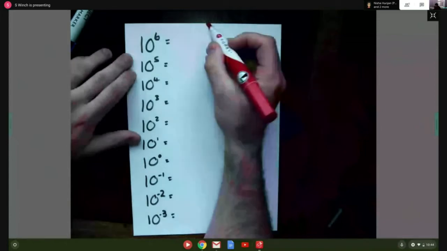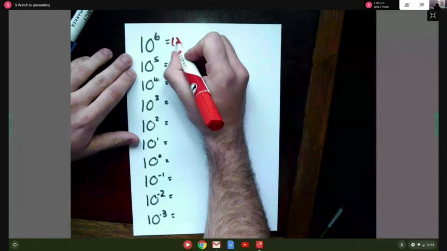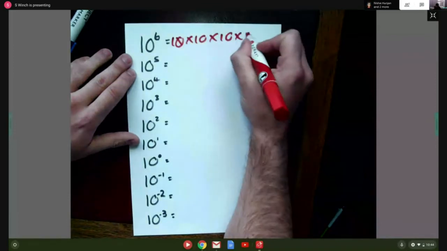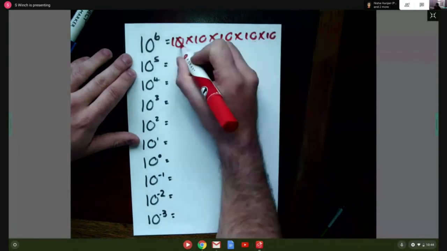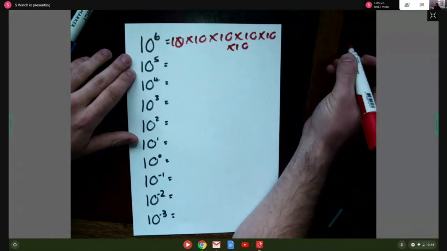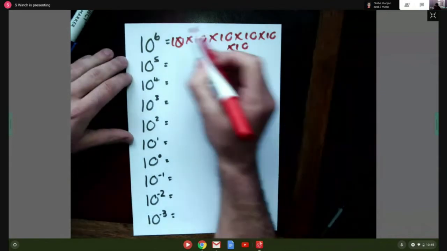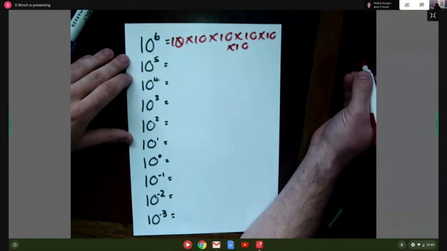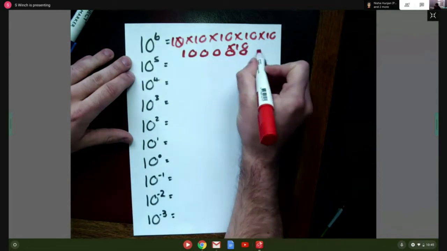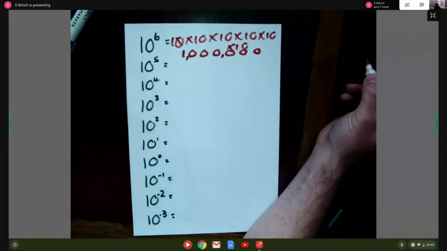10 to the power of 6 simply means 10 times 10 times 10 times 10 times 10 times 10. Now, I say simply, it's quite a lot to write down. So in simple form, if we can write it a little bit easier, how many zeros is 10 to the power of 6? Well, it's just 6 zeros. So we know it as 1 million. 10 to the power of 6 is 1 million.